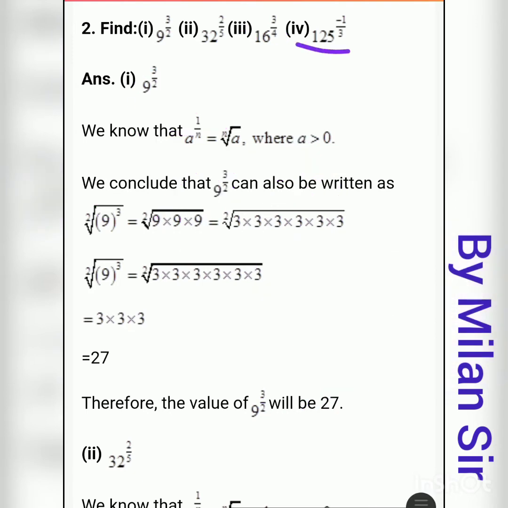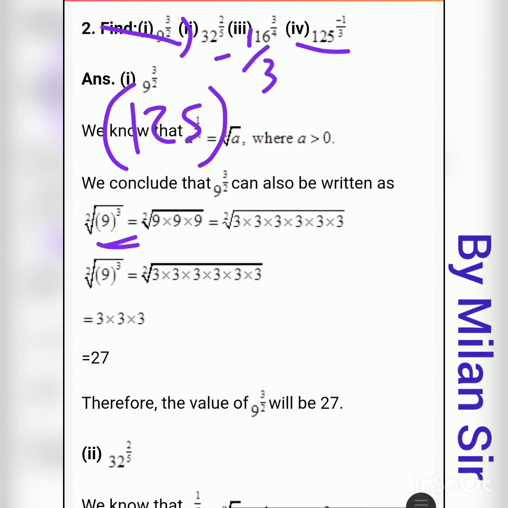Then number 4, 125 raised to minus 1 by 3. Here we have a negative exponent. So first of all we need to convert this negative exponent into a positive exponent. How can we do that? This method we already learned in standard 8, exponent and power. If we have a negative exponent, then we can take the inverse of that number and convert this exponent into a positive exponent.